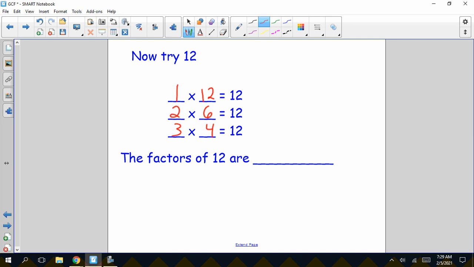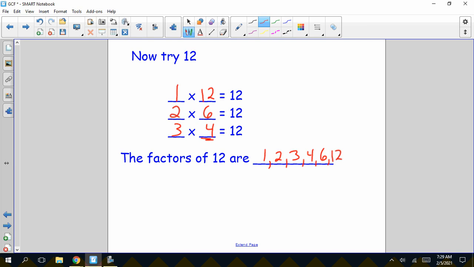Since 4 is already in our list, we know that we're done because 5 doesn't work, 6 is already in our list, 7, 8, 9, 10, and 11 don't work either. So that is our list. So all you have to do is go down this list here until you find a number that's already in your list, and then you know you're done. So now we're going to put these in order from least to greatest, and we're going to go 1, 2, 3, 4, 6, and 12. So those are our factors for 12. So again, you're just thinking of numbers that multiply together to give you that number.